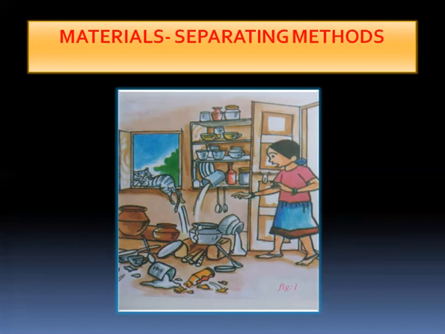So what did the cat do? You can see that the cat spoiled everything in the kitchen. So here, for cleaning purposes, they have to separate the few broken materials and the few that are not broken. The broken materials should be removed first. Later on, the remaining materials should be cleaned. So this is also a type of separation.